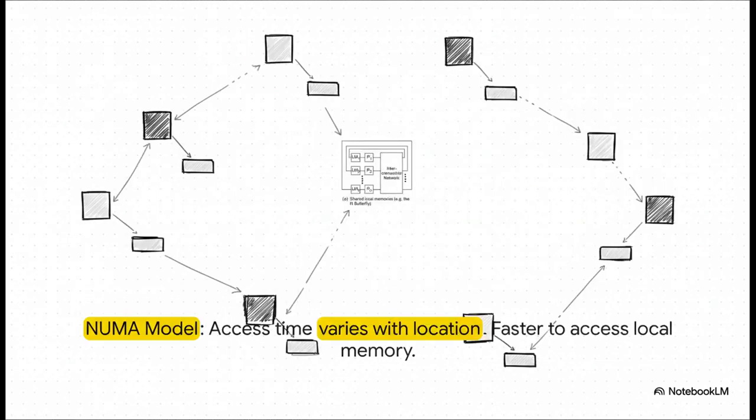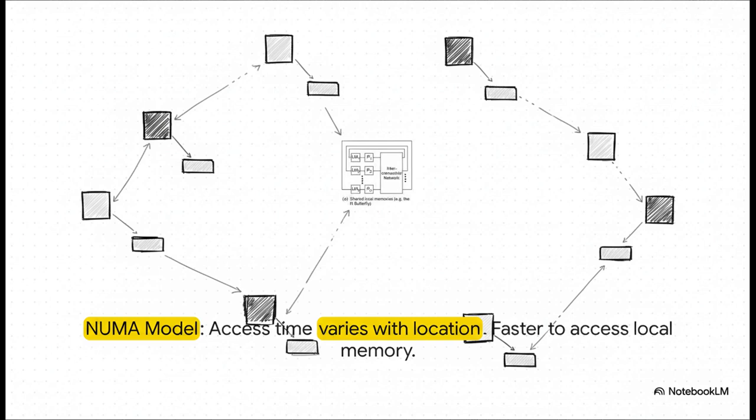So, to solve that UMA traffic jam, architects came up with the NUMA model, or Non-Uniform Memory Access. The huge idea here is to physically spread out the shared memory. Each processor gets its own chunk of local memory that it can access super fast. Now, it can still get to the memory attached to other processors. We call that remote memory, but that access is going to be slower because the request has to travel over the network.